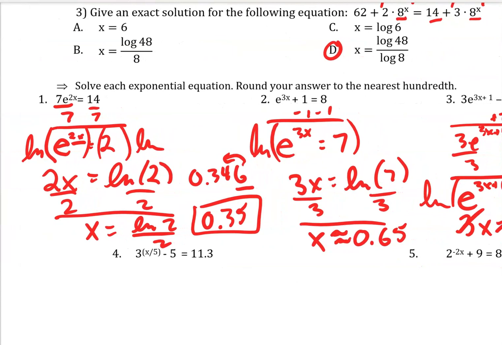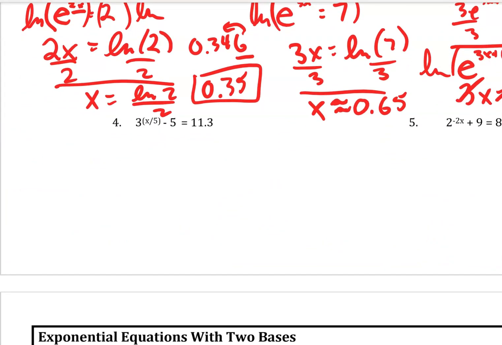Number 4. 3 to the x over 5 minus 5 equals 11.3. Again, we're going to isolate our exponential term. So we're going to add 5 to each side. 3 to the x over 5 equals 16.3. I'm going to take the log base 3 of each side.